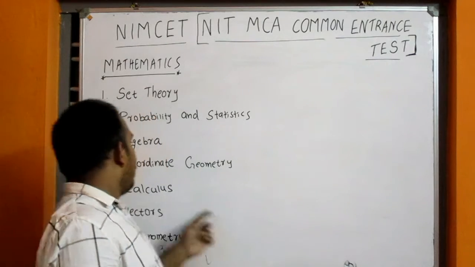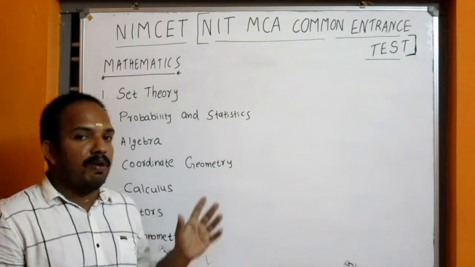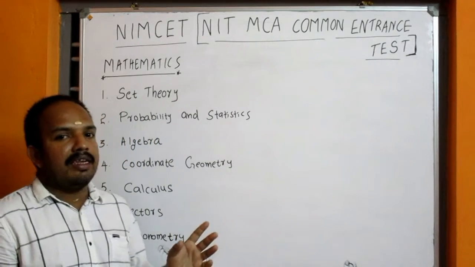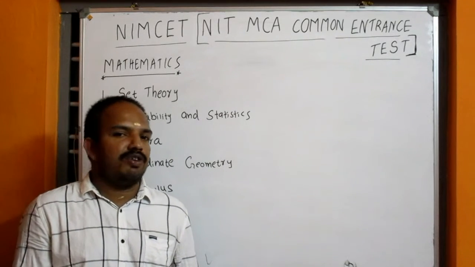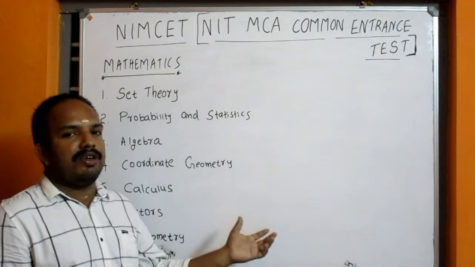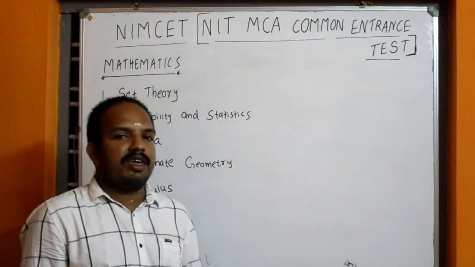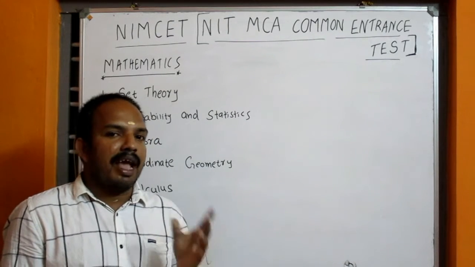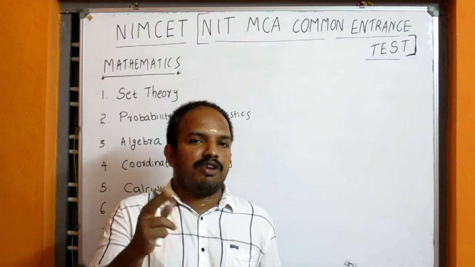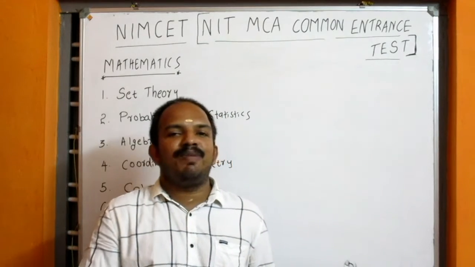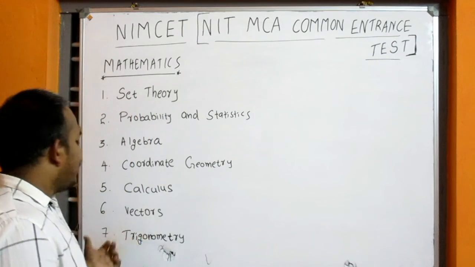And next, the fifth one is calculus. Calculus is a very important topic. Main problems come from calculus, and it includes limits of function, differentiation, application of differentiation, integration, application of integration. Clear? And the sixth one is vectors: how to add two vectors, subtraction of vectors, and multiplication. In vector multiplication there are two types, scalar multiplication and vector product. And the seventh one is trigonometry.